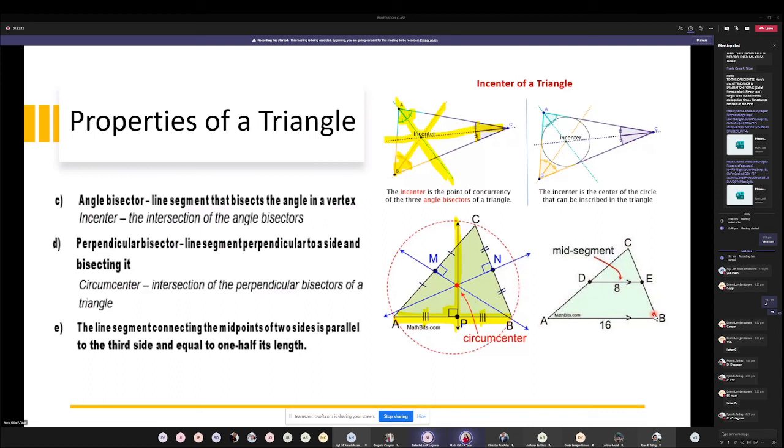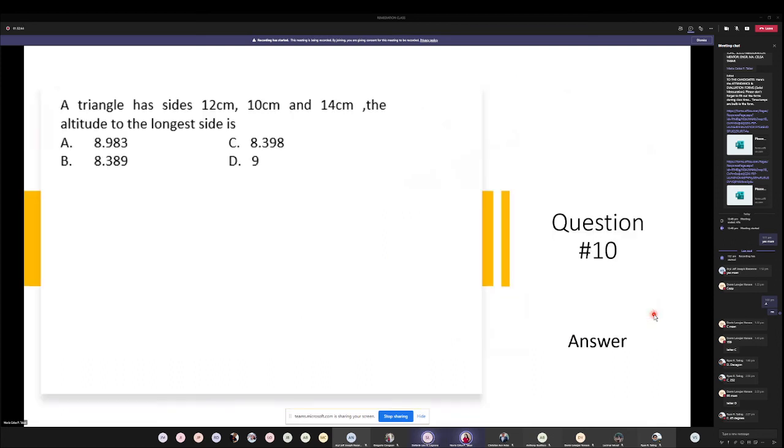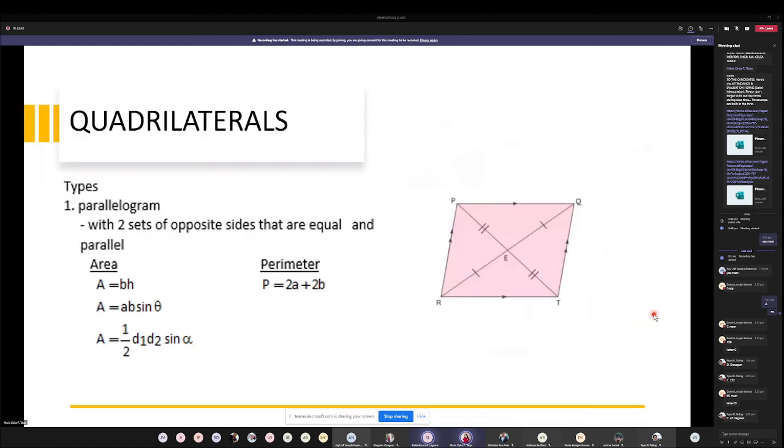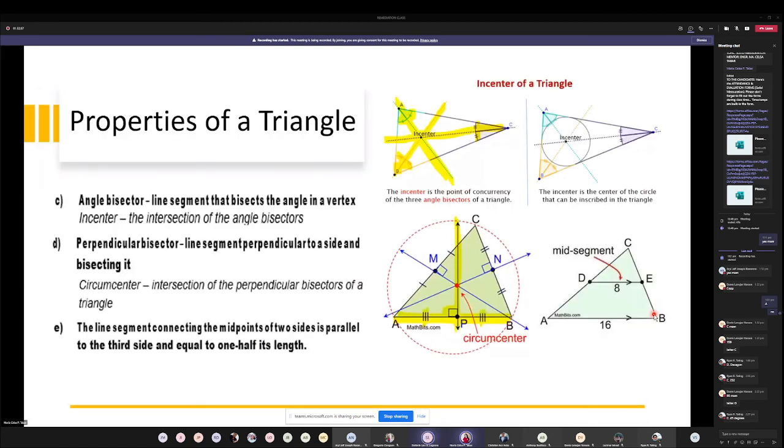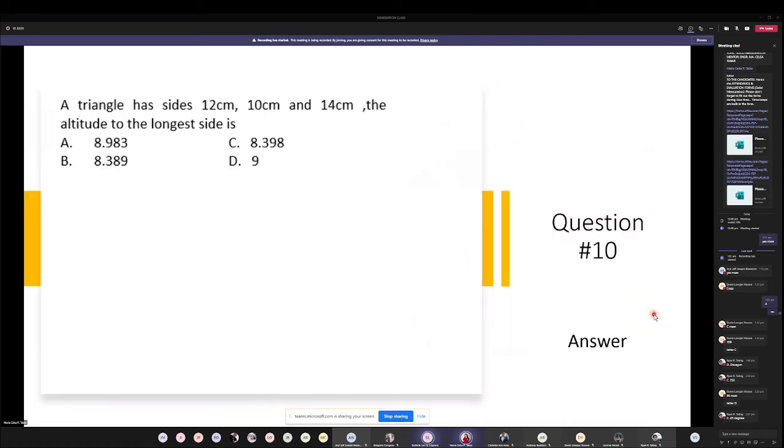That's the property for any triangle. I haven't included some of the properties. Supposedly there are still additional properties, but because we cannot discuss everything in 3 hours, I chose the more important ones.